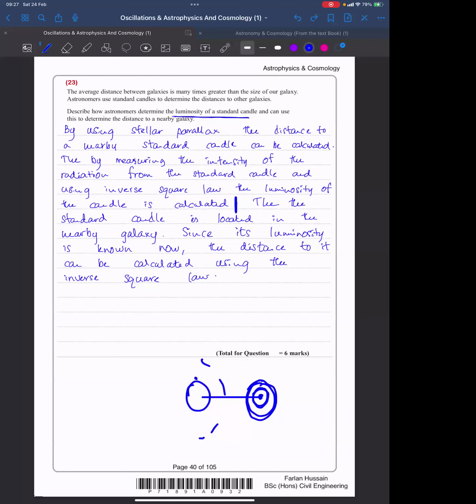Intensity will be different. No, we can't measure that. No, the luminosity. Luminous intensity you can measure. If you can get the power per unit area, you can measure the intensity.